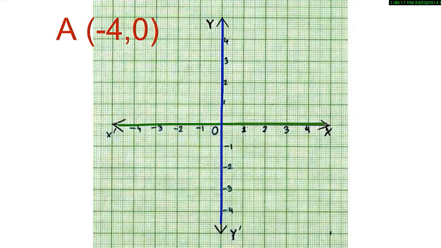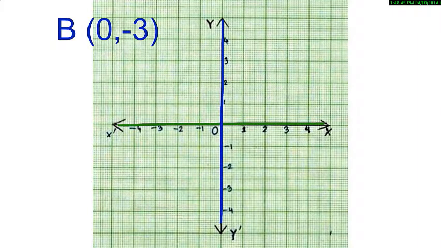How do we plot the point A (-4, 0)? The x-coordinate of A is minus 4. So A moves 4 units to the left of the y-axis. Its y-coordinate is 0, therefore it stays on the x-axis. So any point with y-coordinate 0 lies on the x-axis itself.